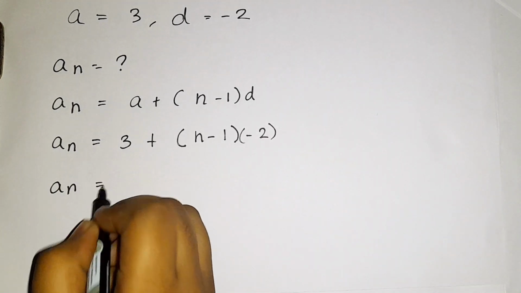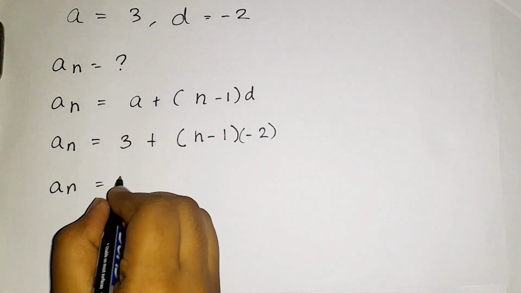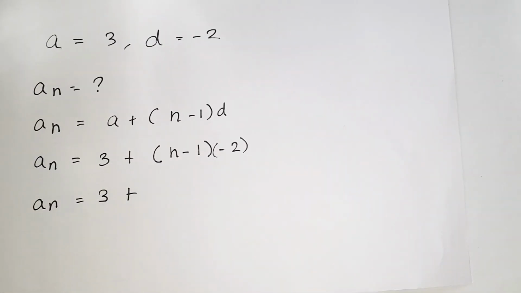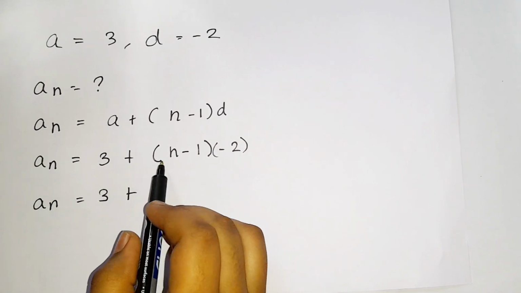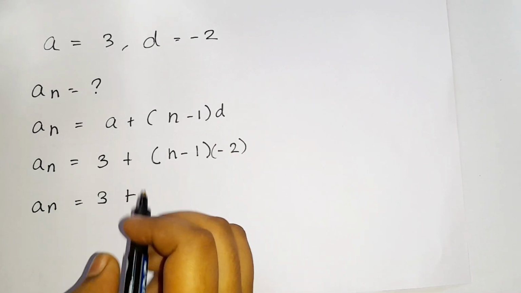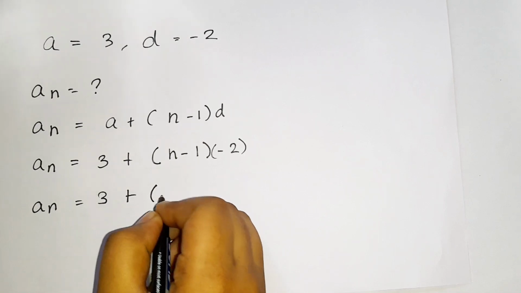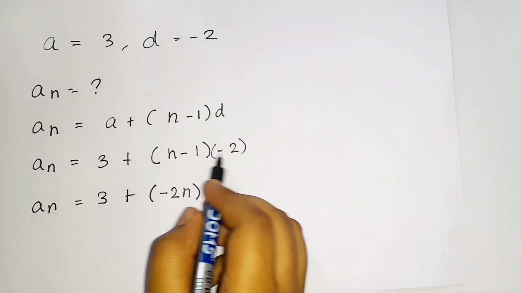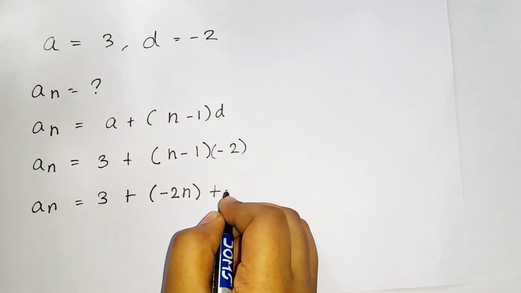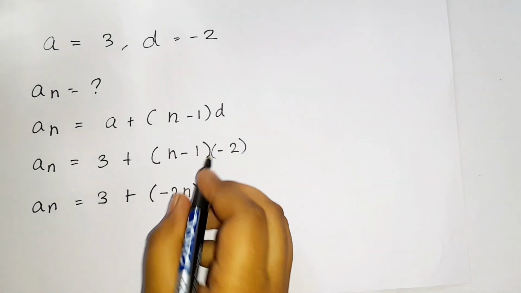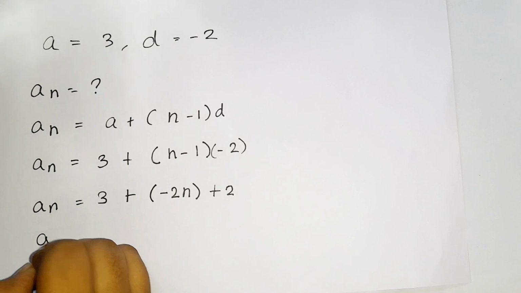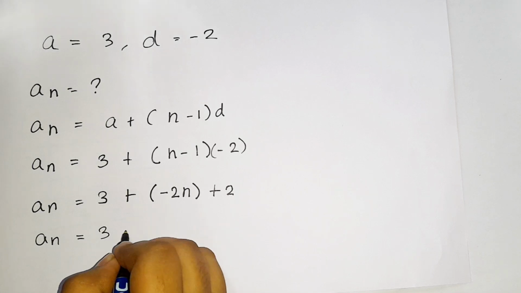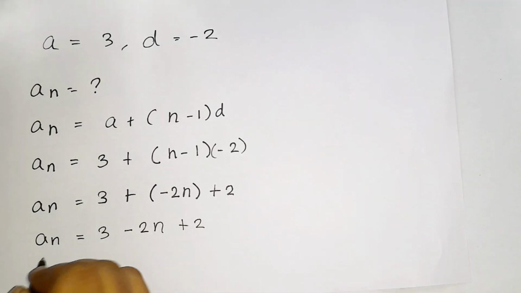So an is equal to, what can we write? We can write 3 plus, we shall multiply it. Since you guys know, we are supposed to multiply it, isn't it? So let us multiply minus 2 into n minus 1. So minus 2 into n is minus 2n. Okay, and then close the bracket. So minus 1 into minus 2 is plus 2. Why? Because minus into minus is plus. So now let us write an is equal to 3, and then plus into minus is minus, so minus 2n plus 2.